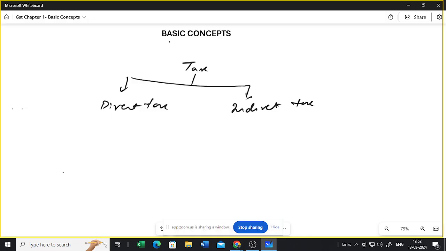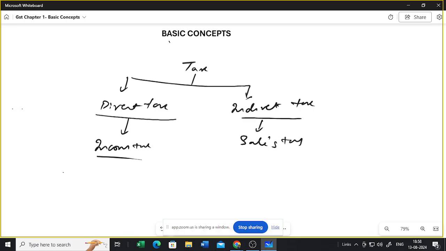Direct tax is totally related to income tax. And indirect tax is sales tax. So, what is income tax? Why are we calling this a direct tax and why are we calling sales tax an indirect tax? Here you need to understand the basic things.